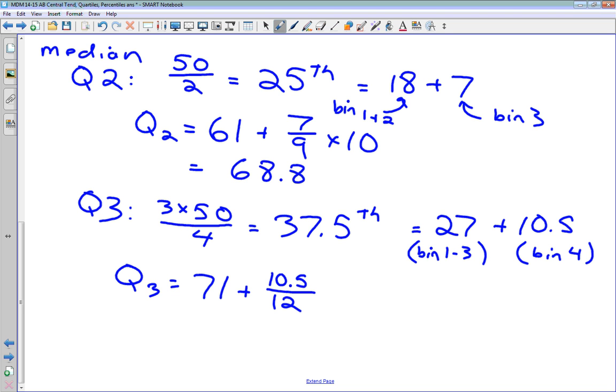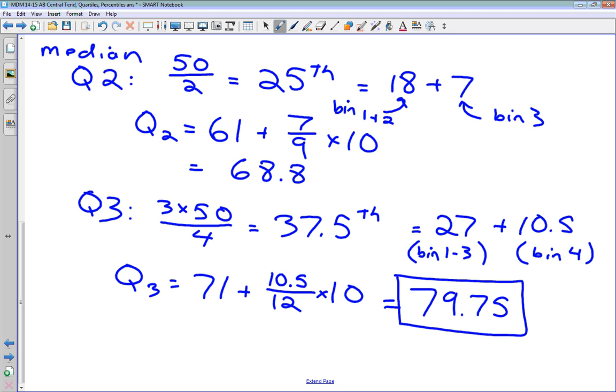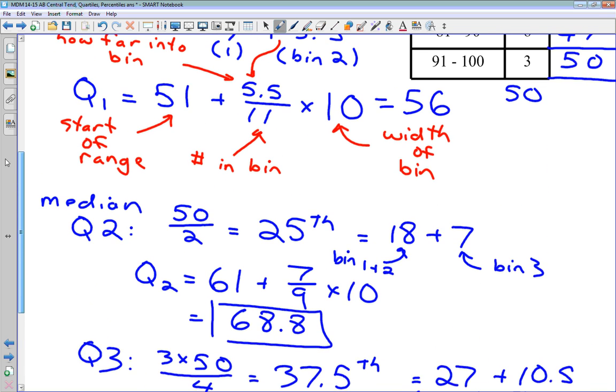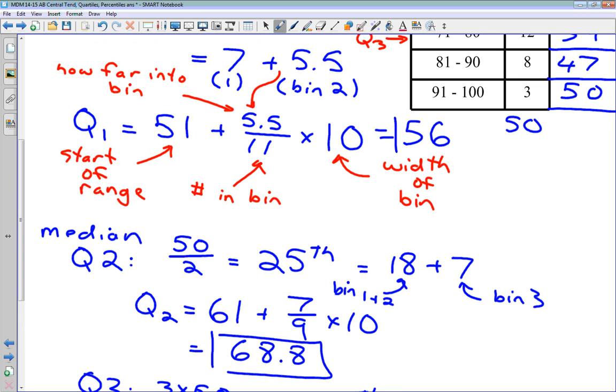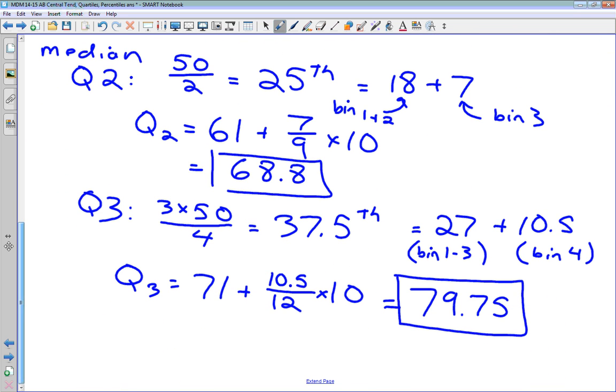And how wide is this range? Again, the bin width is 10. So we punch this in, and we get 79.75. So these three numbers here are our quartile boundaries. Q1 was 56. So we've got our median at 68.8. Let's just highlight it.